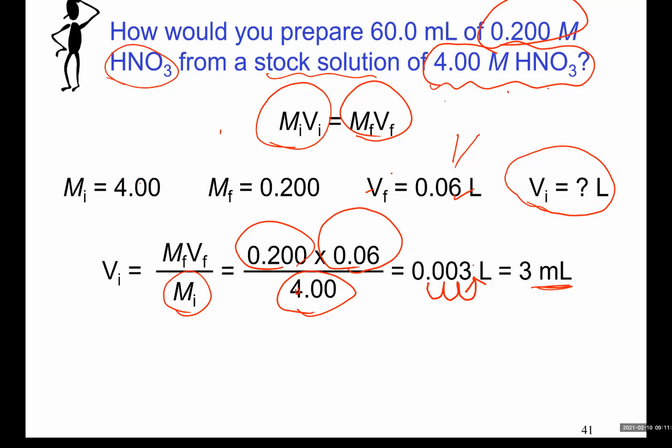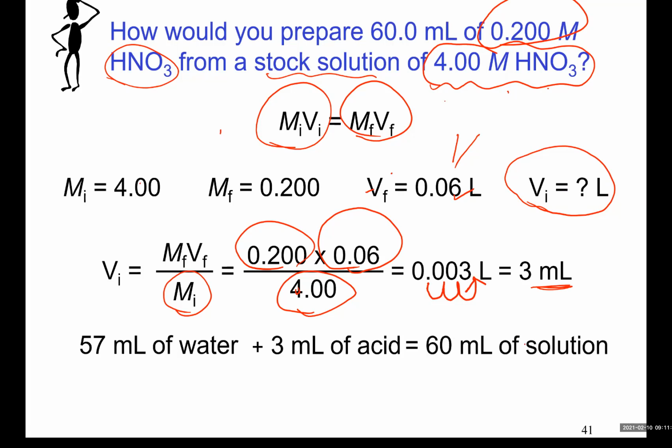If it doesn't, please make sure to come and see me so I can discuss it with you on Zoom. So how do you do this in the lab? Well, you're going to get 57 ml of water, and to this, you're adding 3 ml of the acid. The result is a total of 60 ml of solution, which has a concentration of 0.200 mol per liter.